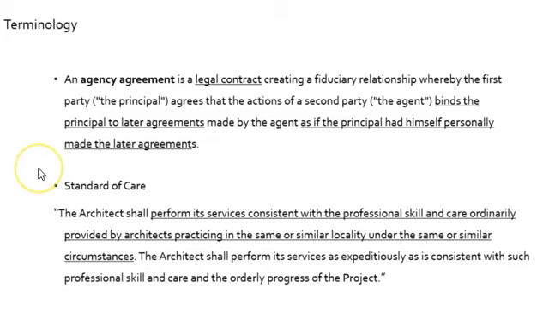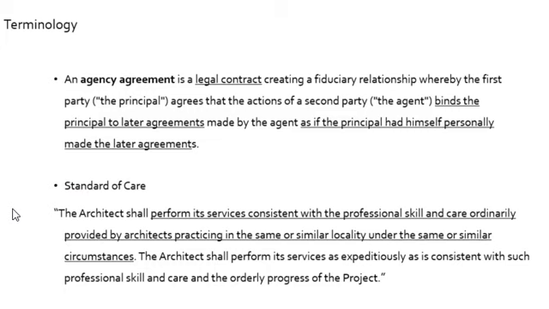And then standard of care. This is an important one also. So here, this refers specifically to an architect, but in general, the standard of care. This is, I believe, again, I'm not a lawyer, but I believe this is something that could show up with any profession in a courtroom.